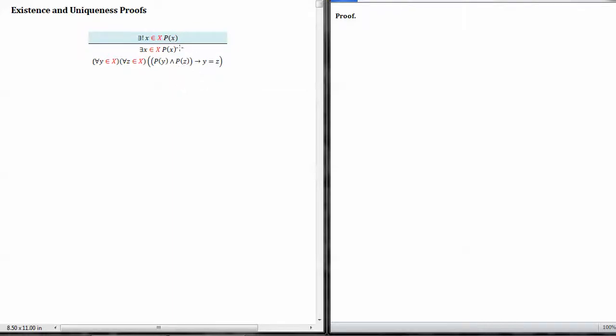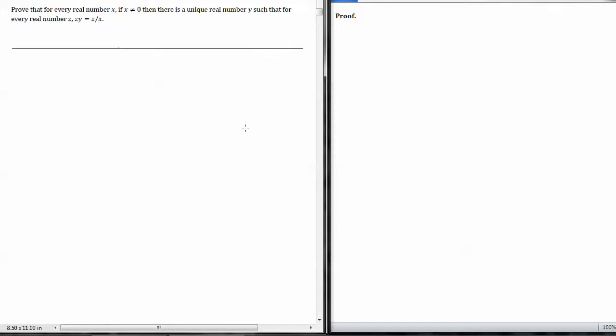For this problem, we're going to do an existence and uniqueness proof, but it's going to be mixed in with a couple of universal quantifiers and a conditional. Here it is. Prove that for every real number x, if x is not equal to 0, then there's a unique real number y, such that for every real number z, zy equals z over x. Now that is definitely a mouthful, but it's actually quite an intuitive statement if you think about what it means.